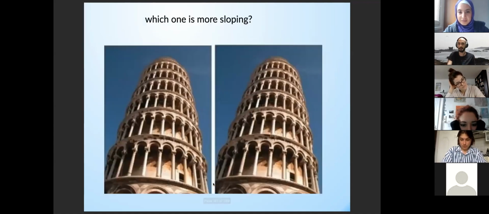All right. Now this is the Tower of Pisa. And this is quite an easy question, right? Which one is more sloping, the one on the left or the one on the right? Well, now it is obvious that they're exactly the same pictures. It's just the perspective of the picture that changes. But you see that the right looks like it's more sloping, right? Yeah, it does, but then we know that it's not.